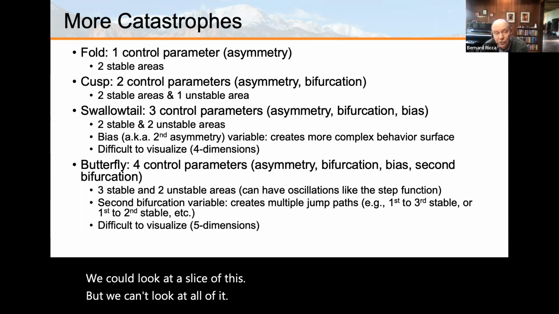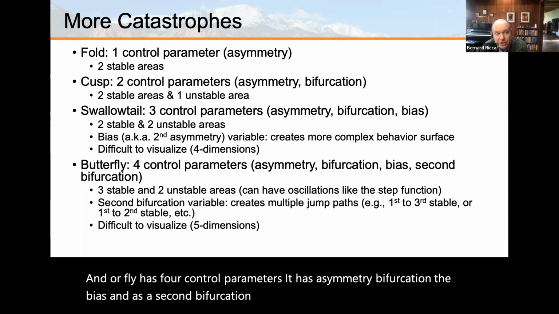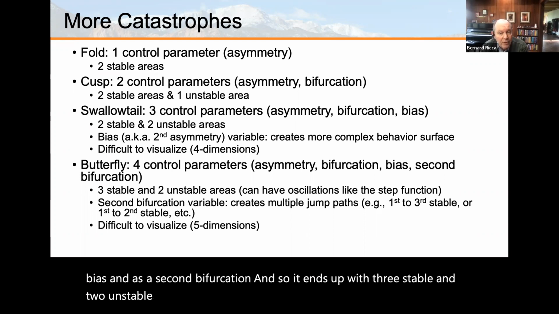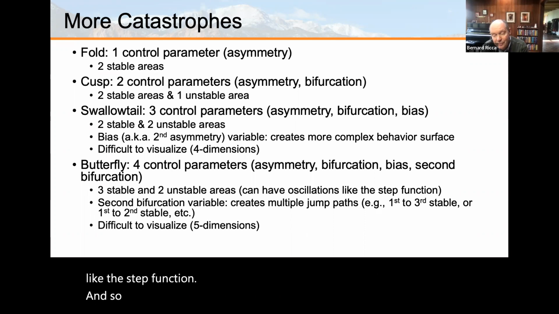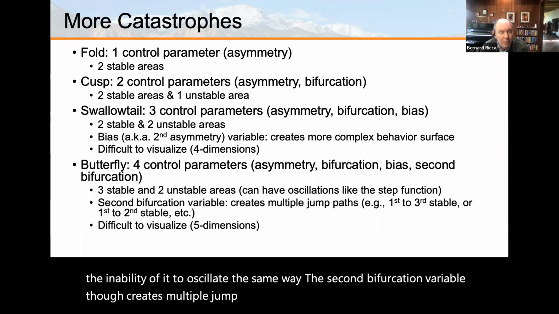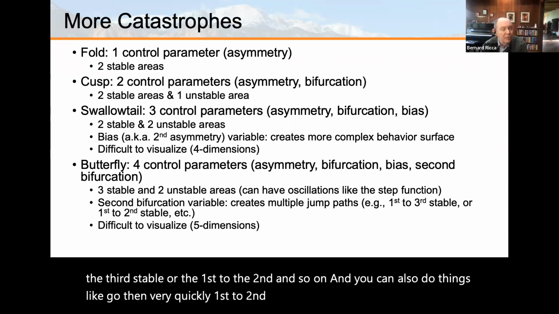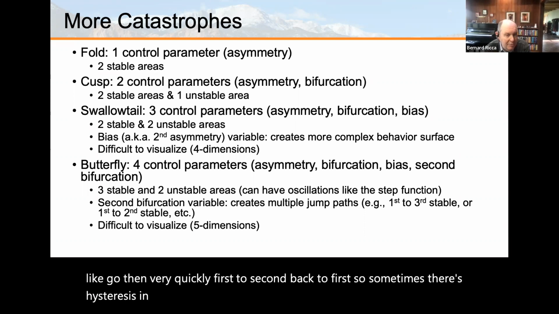And the butterfly has four control parameters. It has asymmetry, bifurcation, the bias, and it has a second bifurcation. And so it ends up with three stable and two unstable areas. But one of the things that this can have is an oscillation like the step function. And so we said that the hysteresis was different than the step because of the inability of it to oscillate the same way. The second bifurcation variable, though, creates multiple jump paths. You could go from the first stable to the third stable or the first to the second and so on. And you can also do things like go very quickly first to second and back to first. So sometimes there's hysteresis in a butterfly and sometimes not.